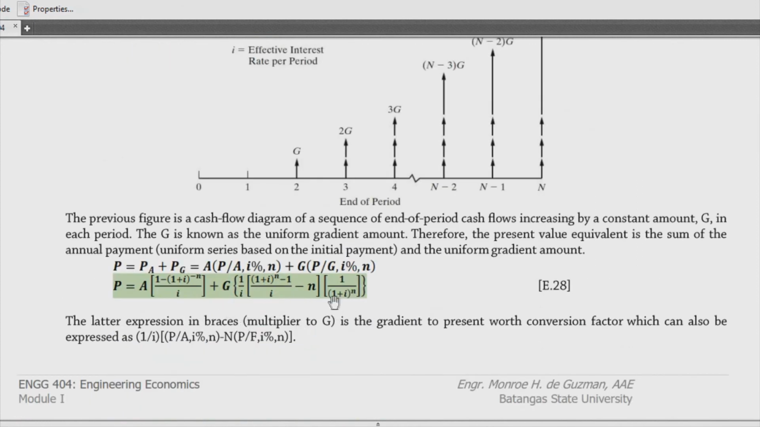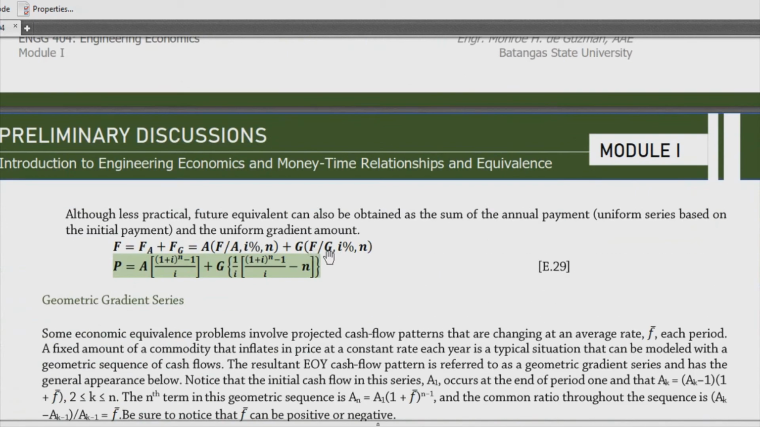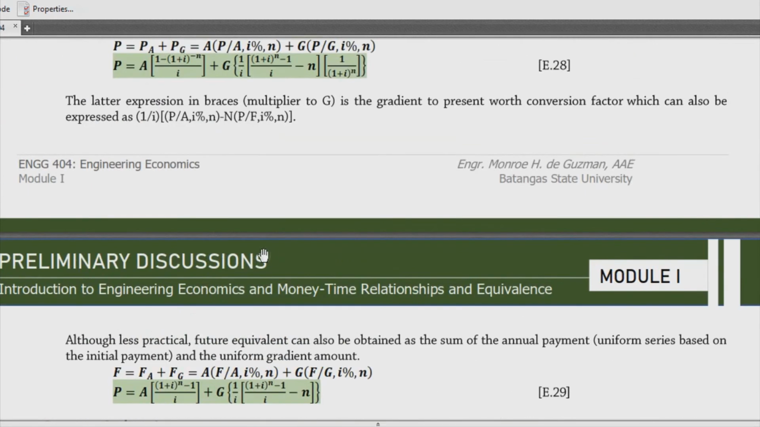If you notice, it looks similar to the future worth. It's just that it has a minus n here. But basically, this is the formula for that. And then, you have a simple interest rate here, like a sinking fund factor. Not the sinking fund factor, but the reciprocal of the simple interest rate. Okay? So, that's it.